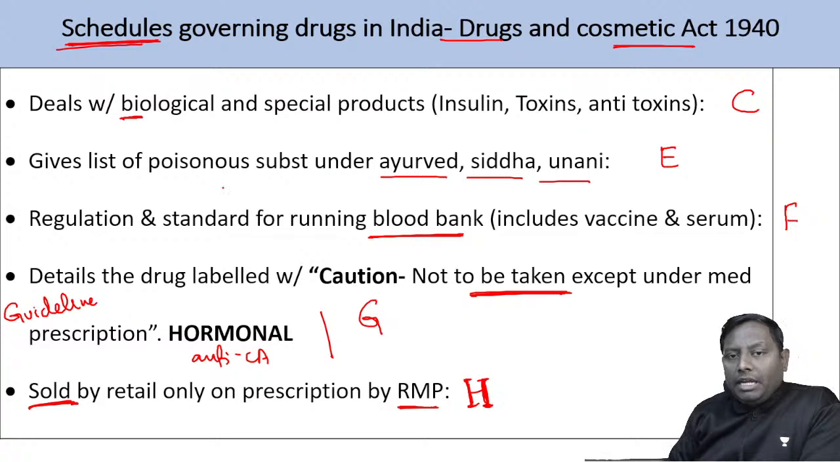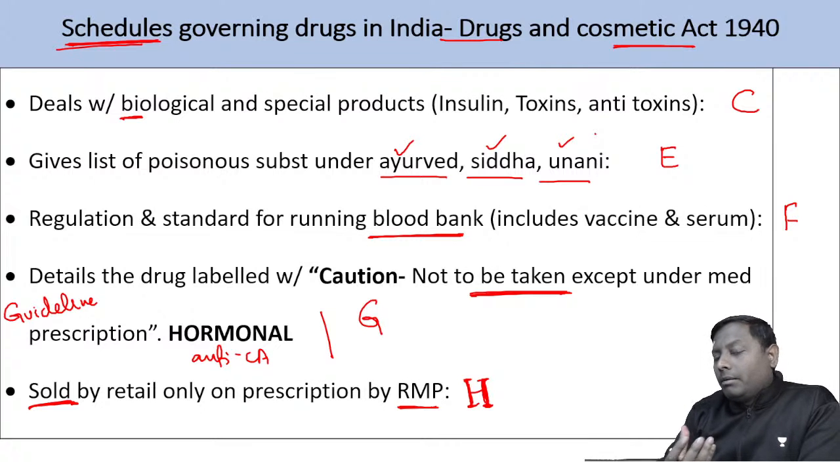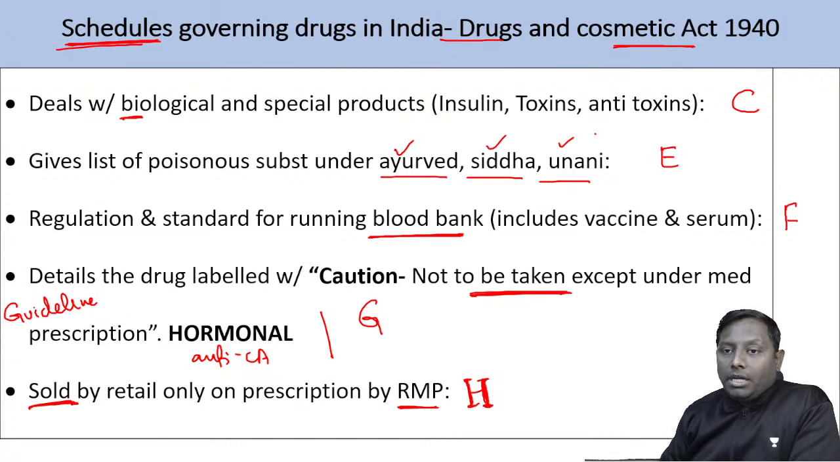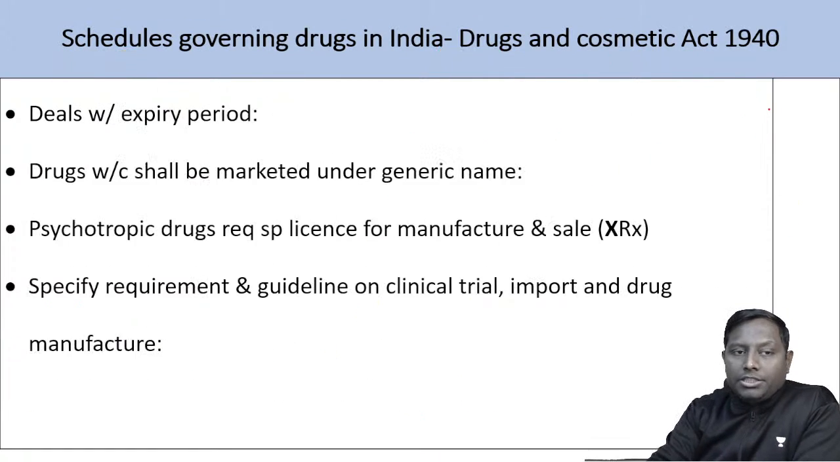Whenever you eat any, let's say, Ayush system of medicine, they are not very palatable. They are a little bitter in taste. And whenever you eat or drink anything bitter, what is your expression usually? Your expression will be E, right? The one that brings E from your mouth will be schedule E, right? Biological, B for biological, C for schedule C. Then likewise, we have multiple other important schedules.